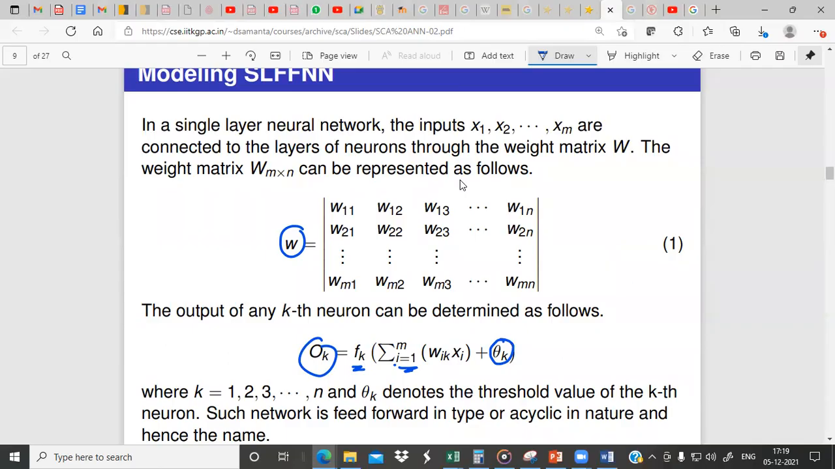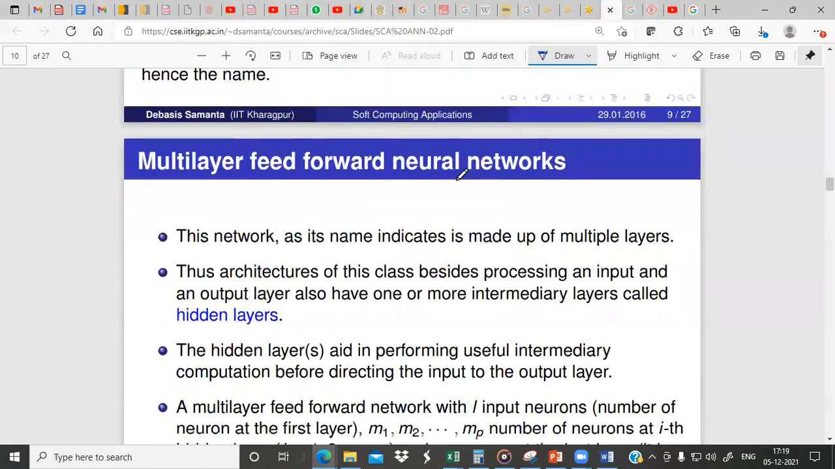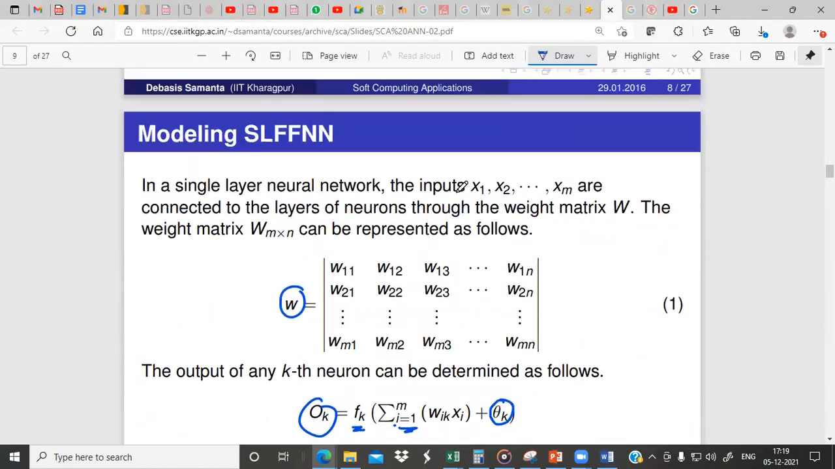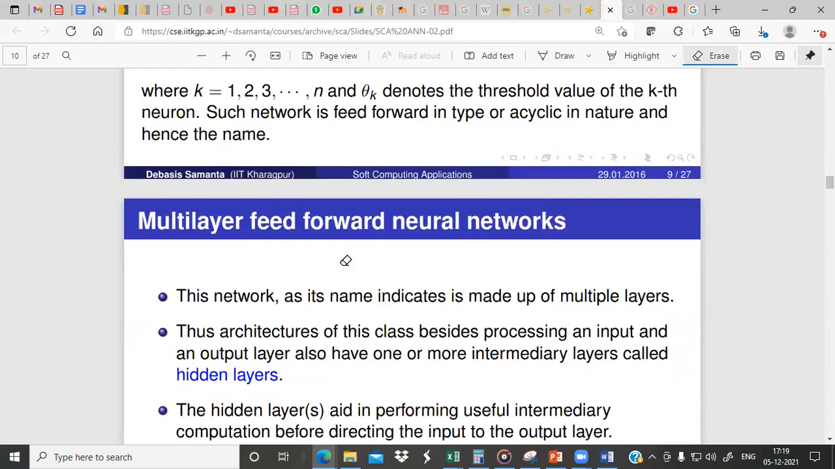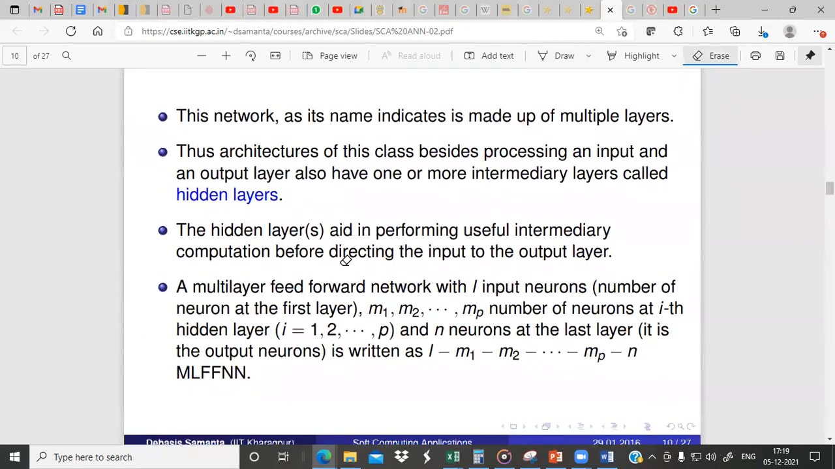So normally we'll also include a bias to adjust the parameters, right? Okay. So this is about single layer feed forward neural network. Next, let us talk about multi-layer feed forward neural network.